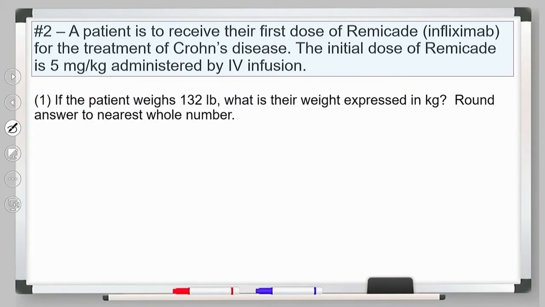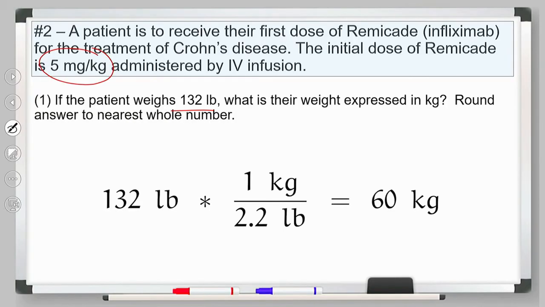All right, let's move on to some dosing questions. That was just a straightforward infusion. Now let's do some dosing for Remicade, and I'll try to just be quick. We have a patient who weighs 132 pounds. We know the dosing is 5 milligrams per kilogram, so this is hopefully something you can do very quickly and very carefully and consistently.